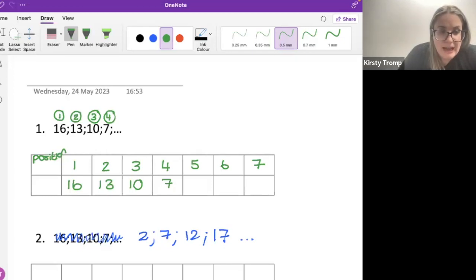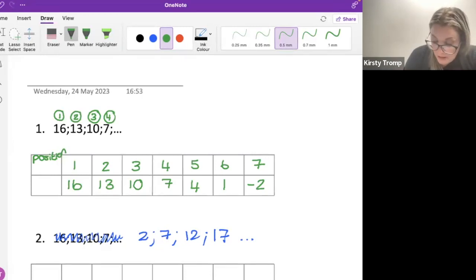Now, I'm seeing some people telling me, what are we doing each time? We're subtracting 3. Good. So my number that's in the 5th position is going to be number 4, because I'm going to subtract 3. My next number is going to be number 1, because I'm subtracting 3 again. And finally, if I say 1 minus 3, I'm going to get negative 2. How did I get negative 2? I put it on a number line and I counted backwards.